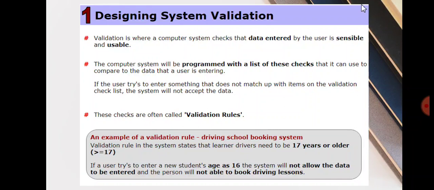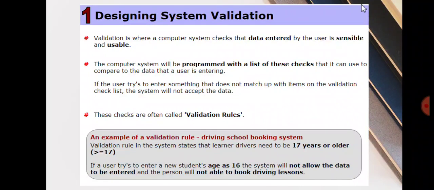Suppose you have designed a form where you want the email ID of the person, and the person is typing a number. It should be denied by the system: here you have to enter the email ID, not the phone number. So it should work like that. That is validation.